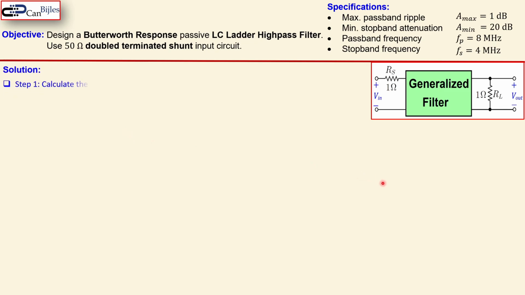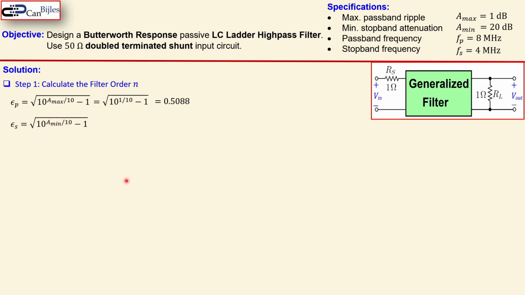First step is the calculation of the filter order N. For the Butterworth response we need the epsilon values, the epsilon P for the passband, which is related to A max. We know A max is 1 dB, so you just substitute that in this formula, and you get 0.5088 approximately. In a similar form, epsilon S, you relate it to the A minimum. If you substitute the 20 dB here, you get 9.9499 approximately.